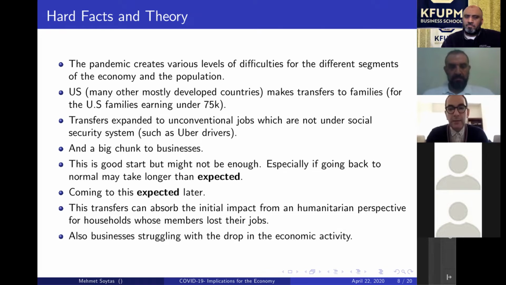Okay, and one extension was that in the US, every family with an annual income of less than 75,000 is supported by the government right now. Not only that, these transfers are expanded to unconventional jobs, which are not covered under the social security system, like Uber drivers. And of course, there has been a big chunk of money going to the businesses to keep them alive, right? The initial stimulus package announced was about $2 trillion, but it's expected that there is more to come.